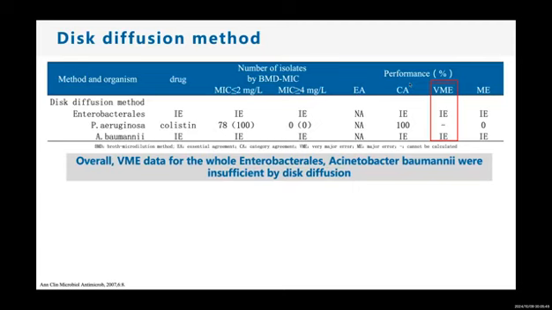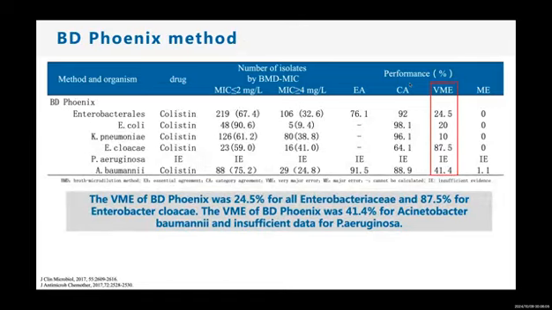The disk diffusion method. Overall, the VME data for Enterobacterales and Acinetobacter baumannii were insufficient by disk diffusion, so it is not a suitable method for AST. The Phoenix method. The VME of Phoenix was 24.5% for all Enterobacterales and 87.5% for Enterobacter cloacae. The VME of Phoenix was 41.4% for Acinetobacter baumannii and insufficient data for Pseudomonas aeruginosa.